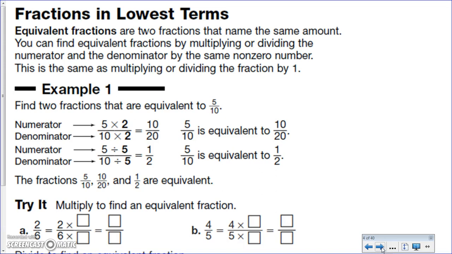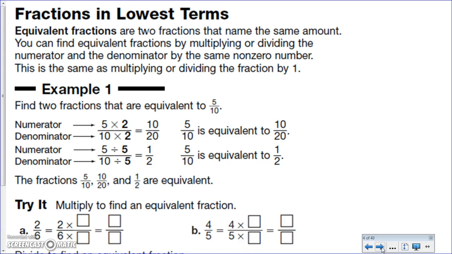So if we look here, they take the numerator and the denominator, and they multiply both by 2. Whatever you do to one part of a fraction, you have to do the same thing to the other. That's what keeps it equal or equivalent. So they multiply the top and the bottom by 2, so we get 10/20, which is equivalent to 5/10.